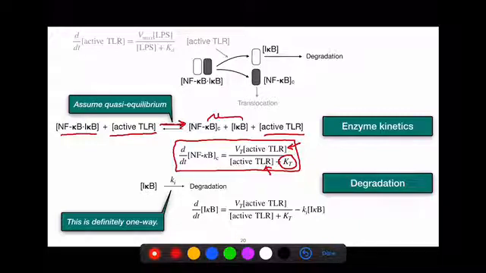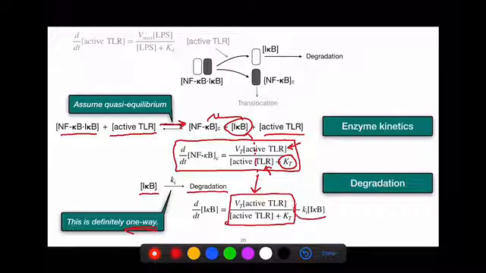And if you look at the degradation of I kappa B, when it becomes degraded, it will not come back to its original form. So this is definitely one way, right? So you can write down the equation for I kappa B. It will have the same synthesis form that comes from this part. It will be the same rate as the NF-kappa B cytosolic portion. But then it has a degradation form which is proportional to its own concentration multiplied by some kind of linear rate. So as long as this degradation is not an enzymatic process, we can write it down like this.